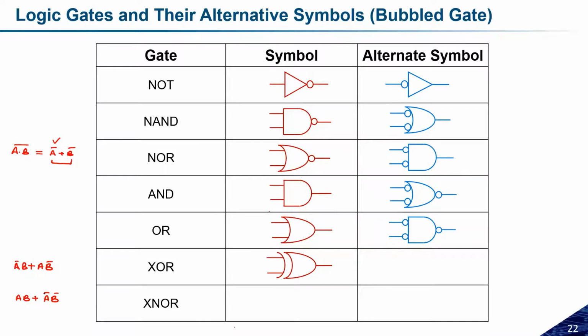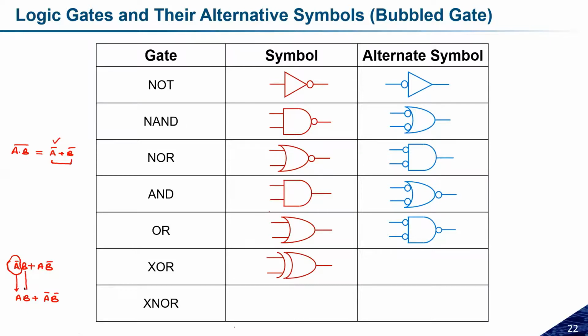Now let us try to see. If I want to replace this XOR with the bubbled kind of thing, then what can we do? Let us try to see. Suppose I place one bubble at any of the inputs. Let us assume I am placing the bubble at the input A, and I am using the XNOR gate. So how will it look? If I am using the bubble, then it will become like A.